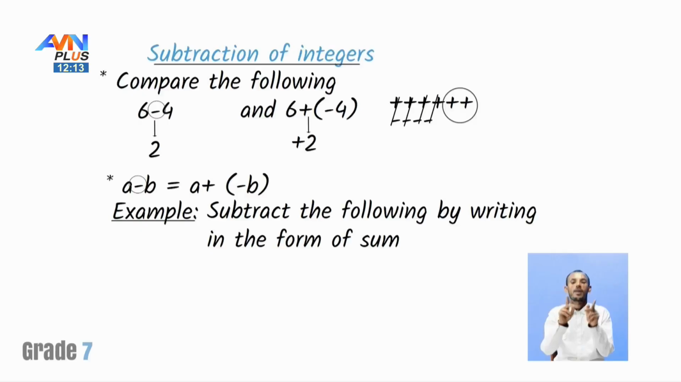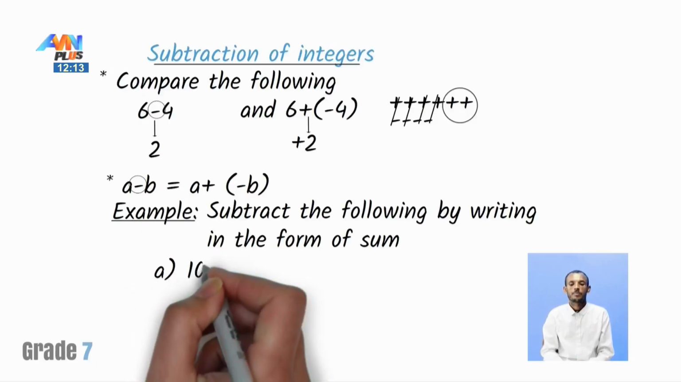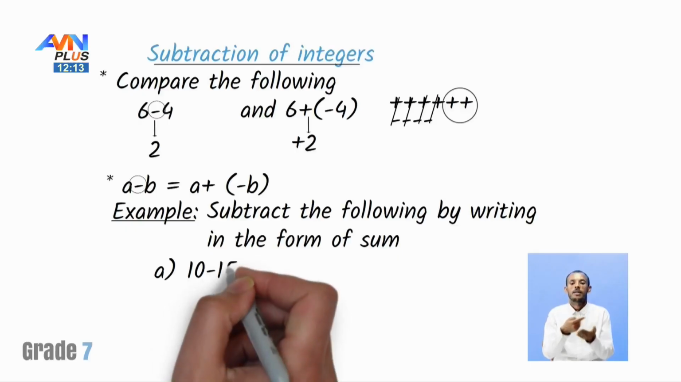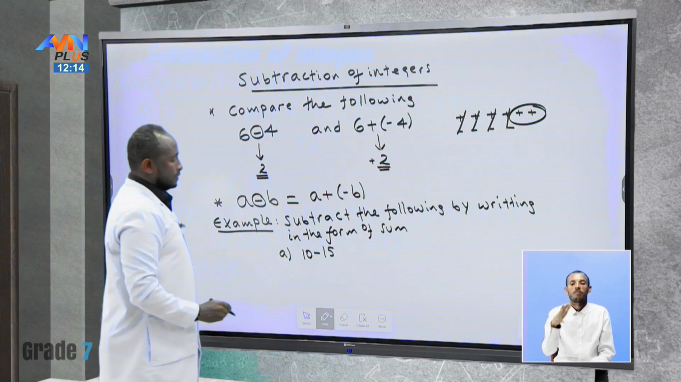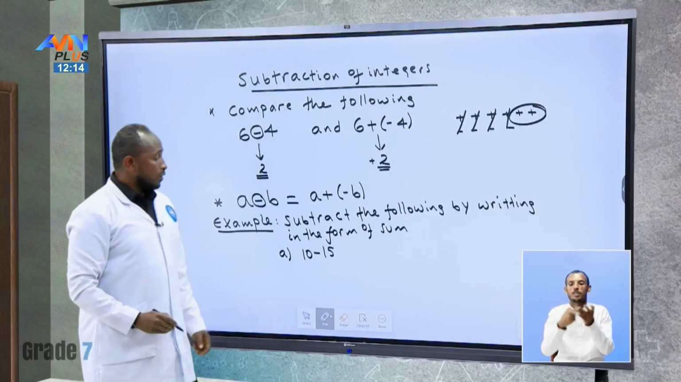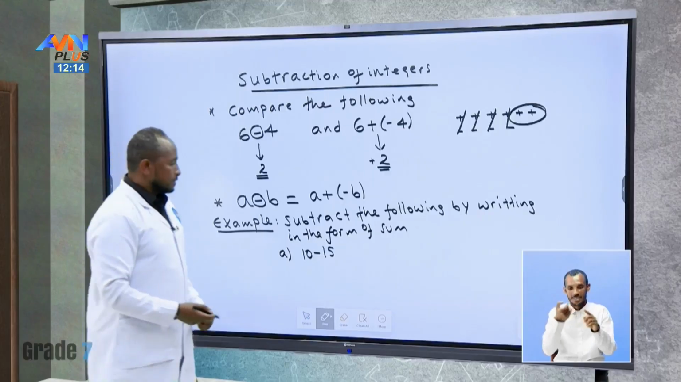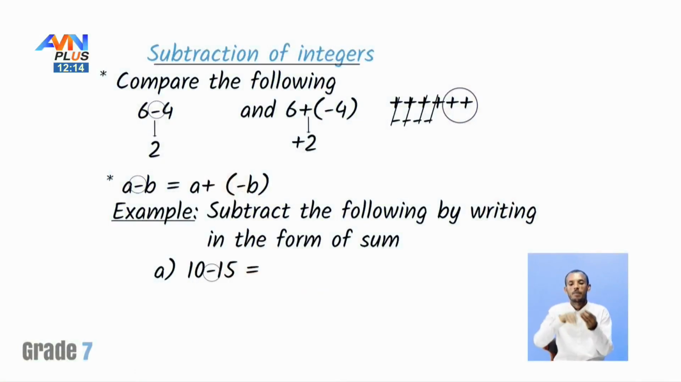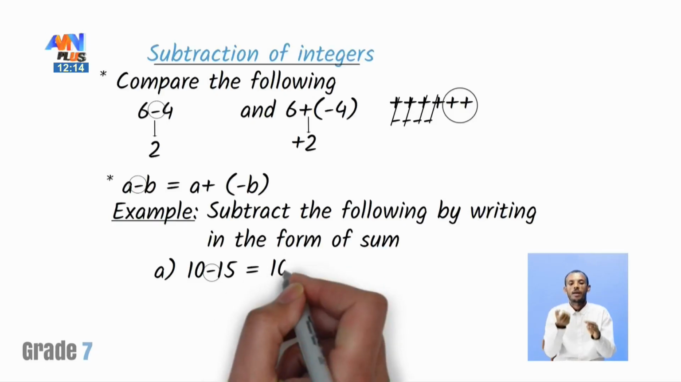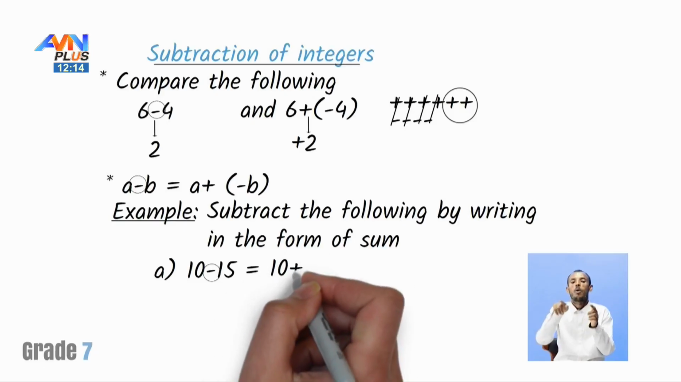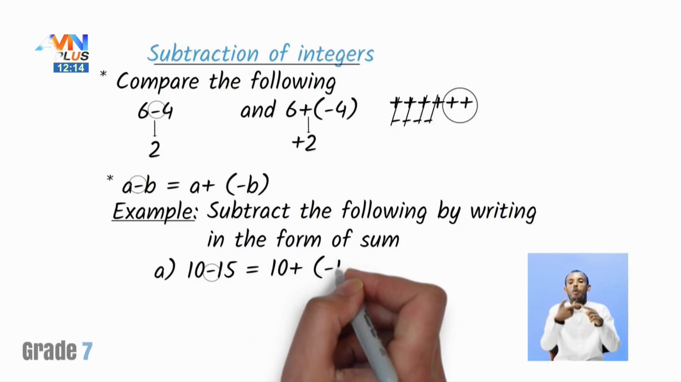Okay, the first one, A. Let's take this. 10 minus 15. Okay, let's try this together. How do we subtract this? First, by changing it into the form of sum. So, here, as we said earlier, just change this one into plus. 10 plus, and the opposite of 15 is negative 15.